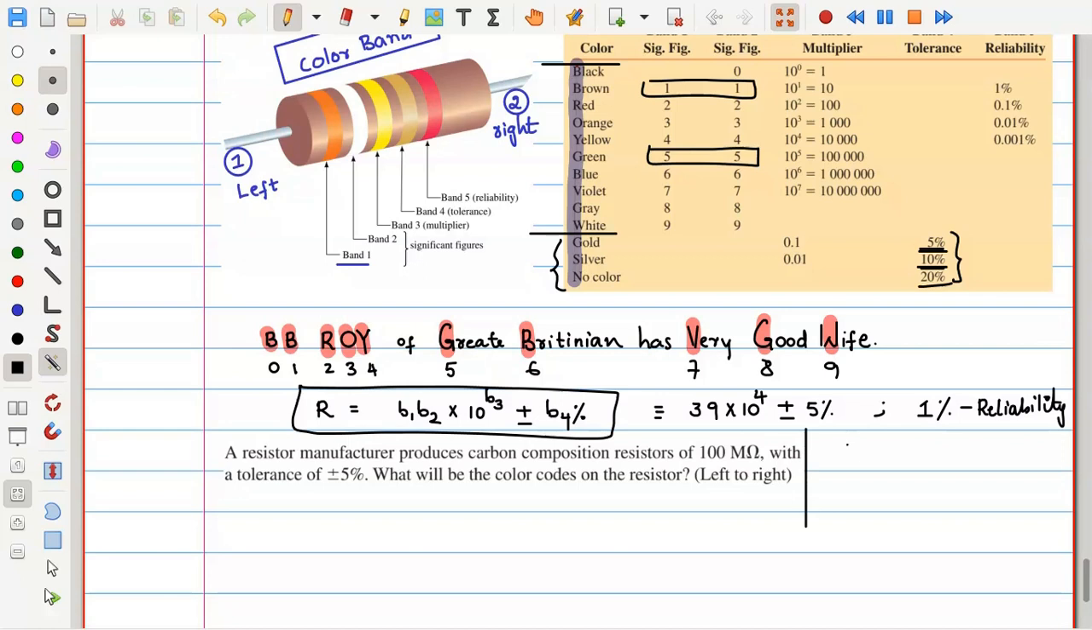Now you can make this calculation. The base value is 39 into 10 power 4, plus or minus 5%, meaning 5 by 100 into how much is that value? 5% of what? Some value should be there: 5% of this significant or base value, that is 39 into 10 power 4. How much is this value? Can somebody tell me? This entire value plus 39 into 10 power 4.